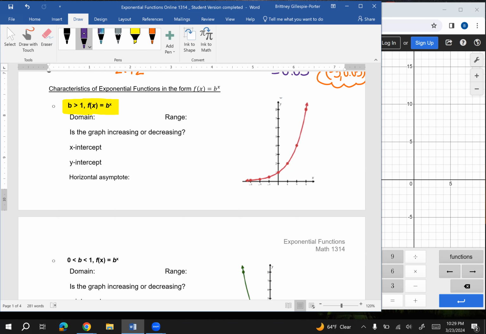Exponential functions are like polynomial functions. You can plug in anything you want and you'll still get an answer. So our domain is -infinity to +infinity. We're going to come back to the range here in a second. Ask if the graph is increasing or decreasing. From left to right, we are going up, which means that we are increasing.